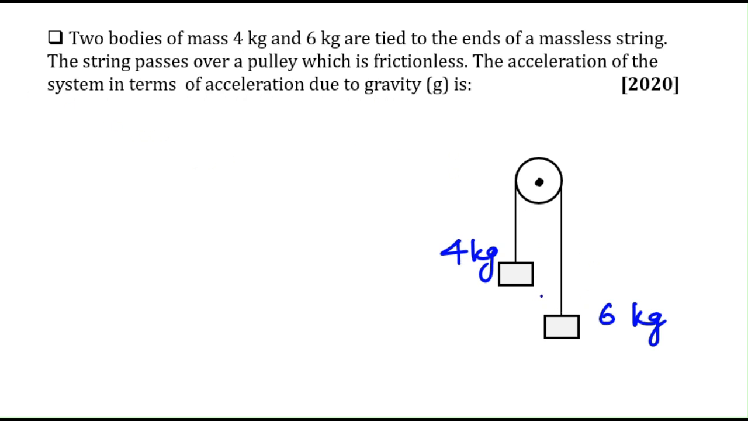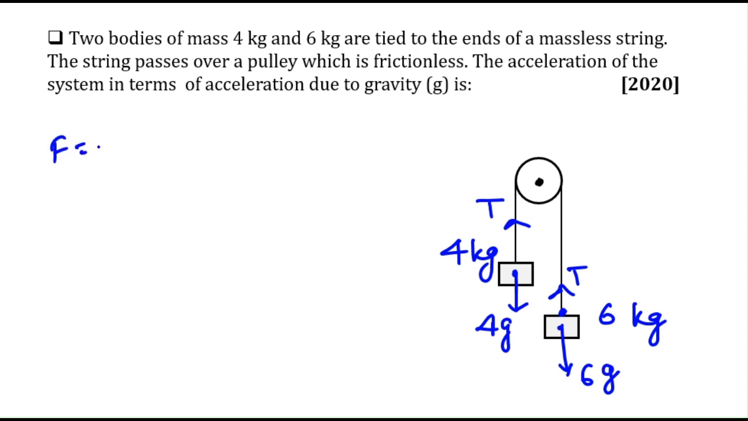So let's take the tension in the string to be T, and here the tension T. First, what are the forces acting on these masses or the system? One force is weight, and if we are writing in terms of g, we can write 4 times g. So one force on the 4 kg body is acting downward, which is 4g, and the similar force on this 6 kg body is 6g.